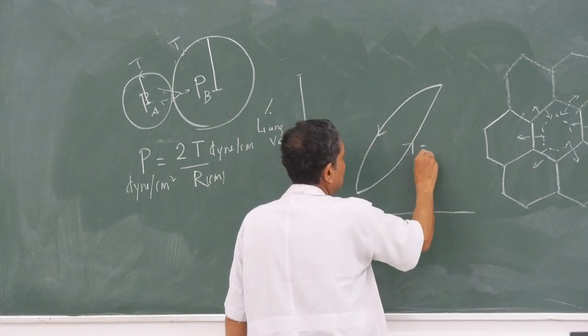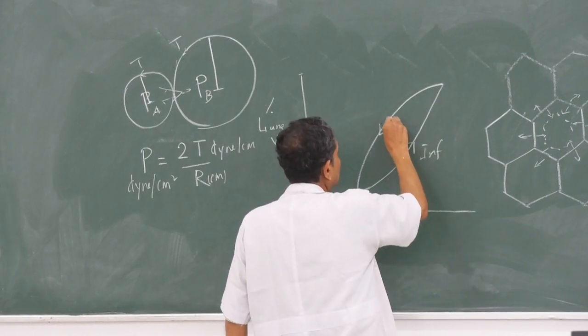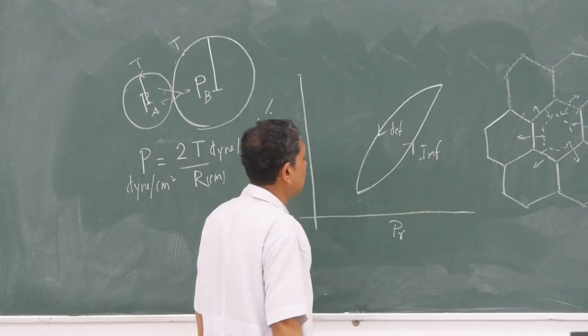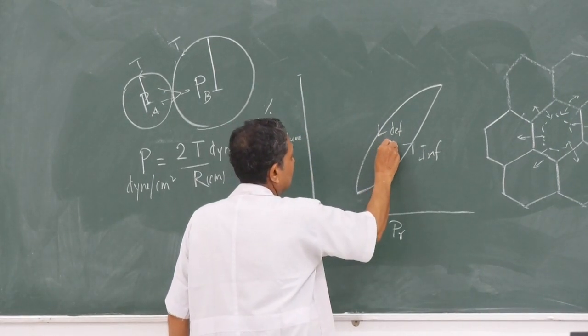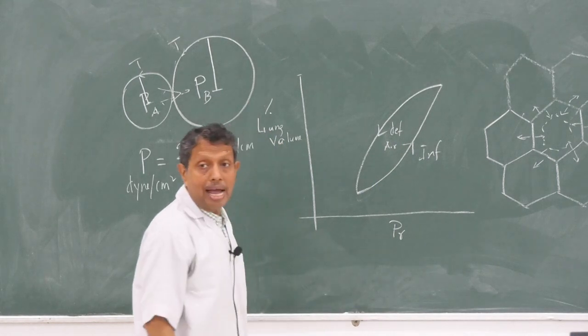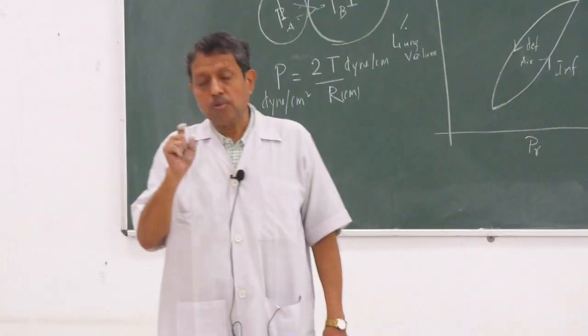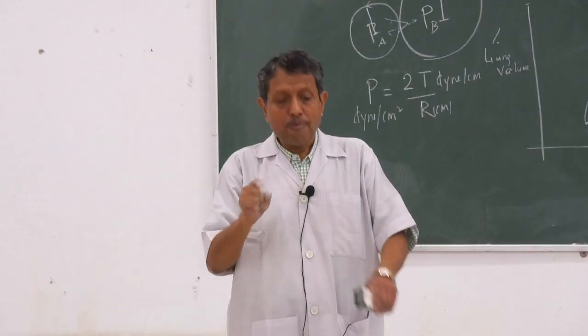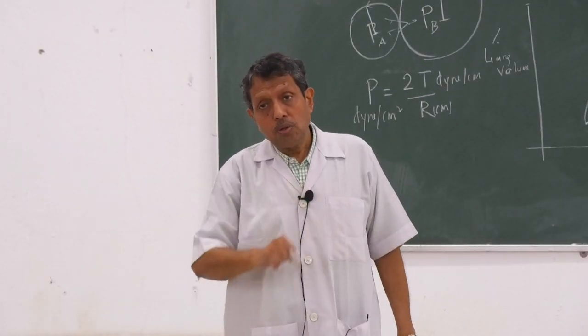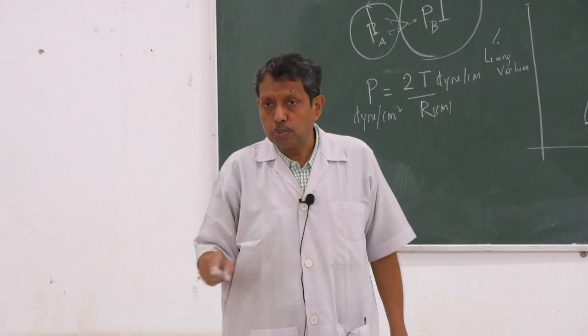Inflation and deflation with air. And then you fill the lungs with saline. Saline will cause, that is the effect of the surfactant, zero. Saline will occupy all this space.